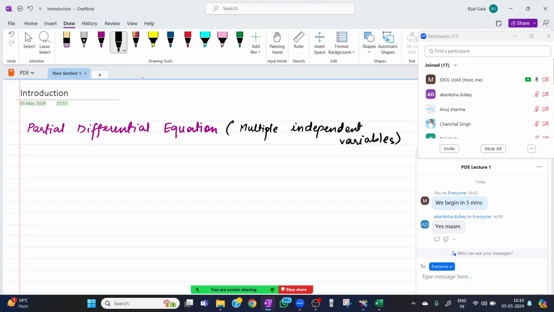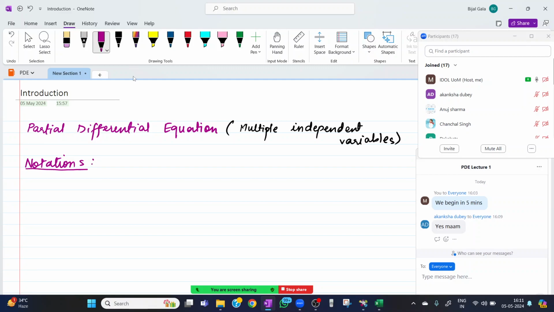When we talked about ODE, we had only one independent variable and one dependent. We could have multiple dependent variables, but the independent variable would be only one in case of ODE. But right now we're talking about PDE, so it has multiple independent variables. Okay, so general notations is what we look into first, and then we start with the classification.